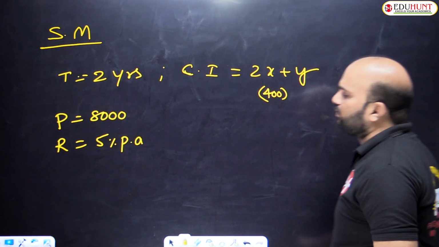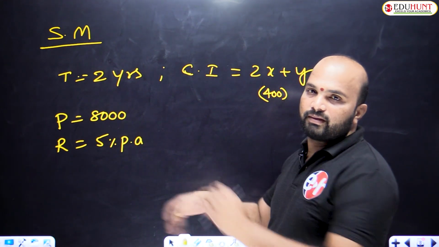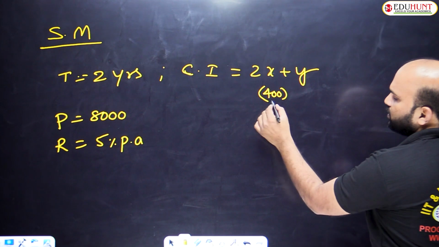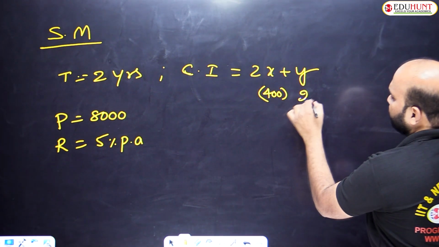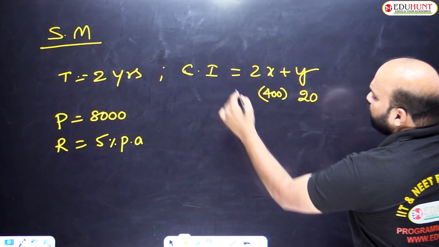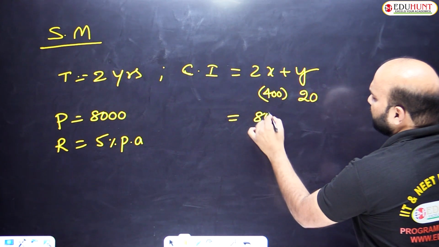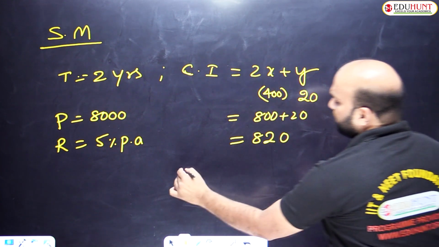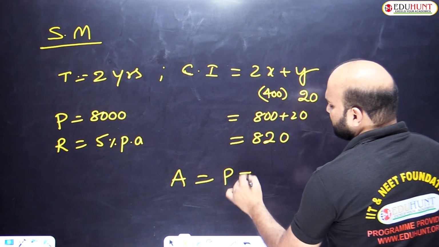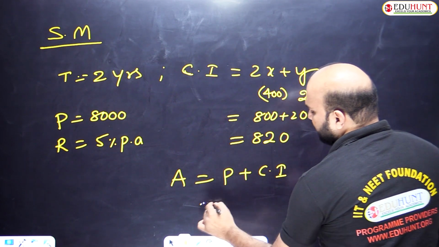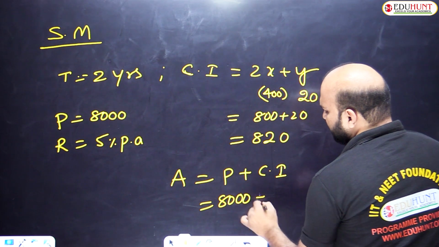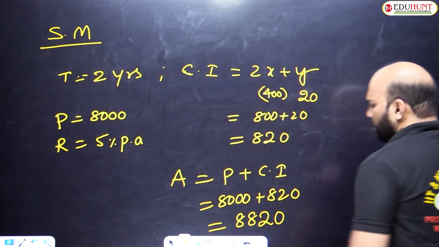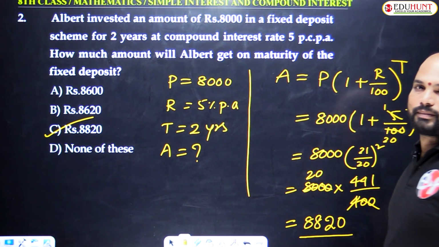Again, how will we get the y value? The 5% value of x; we have already got the x value 400. So the 5% value of 400: 10% value is 40, 5% value is 20. This is y. So how much total compound interest is received? 2x is nothing but 800 plus y 20, so 820 compound interest. But the question is asking for the amount, which is principal plus compound interest. Principal 8,000, compound interest 820, total becomes 8,820. That is the amount. Am I clear? Option C is the right answer.